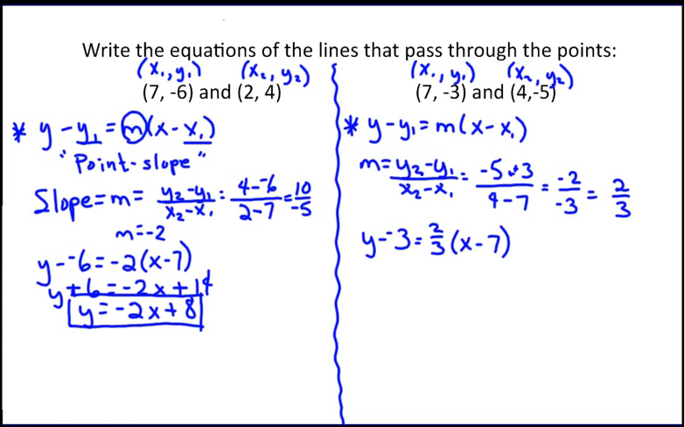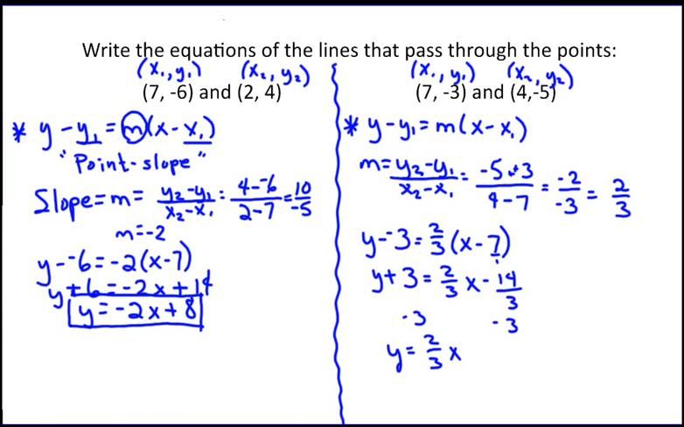Now let's simplify this. Y minus a negative 3 is y plus 3. I will use the distributive property, and when I multiply 2/3 times 7, I will think of 7 as being over 1. I will multiply the numerators to get 14 and the denominators to get 3. One more step is that I would like to subtract 3 from both sides of this equation so that the y can be alone. So I have 2/3 x.